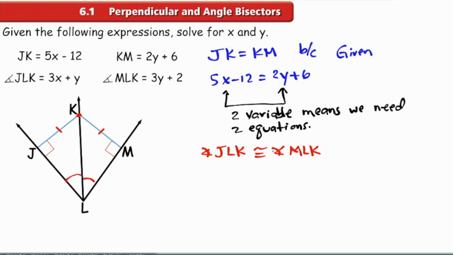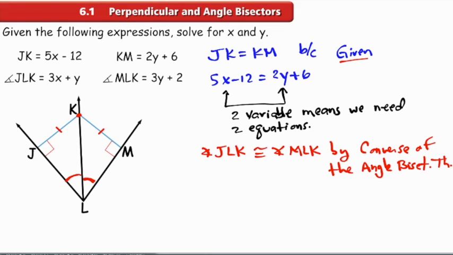And we say, well, why are we allowed to write this? The top one was given, but this one wasn't given. We put the congruent marks in there. Why were we allowed to do that? And you say, by the converse of the angle bisector theorem. So now we can take the expressions for angle JLK and MLK and set them equal.